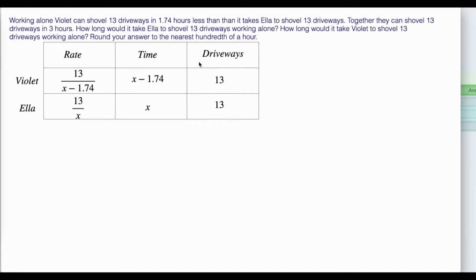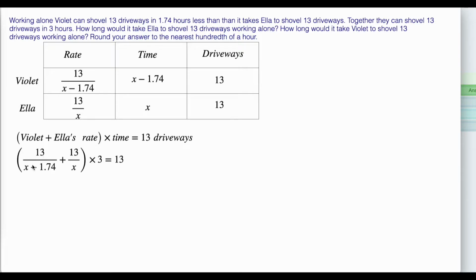The rate times time is the number of driveways in this case. We're going to set this up as an equation. Violet plus Ella's rates times time, we're multiplying them both by the 3 hours, is equal to the 13 driveways. Violet's rate is the 13 over x minus 1.74. Ella's rate is the 13 over x, and we're multiplying them both by 3. And that gives us the 13 driveways. To get rid of this 3, it's just going to be easier to cross multiply it down here.